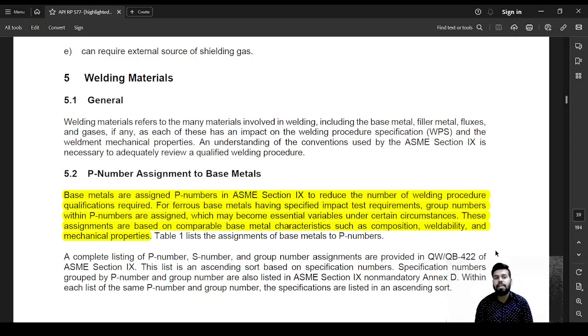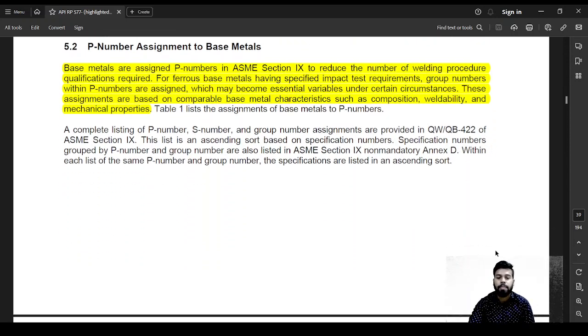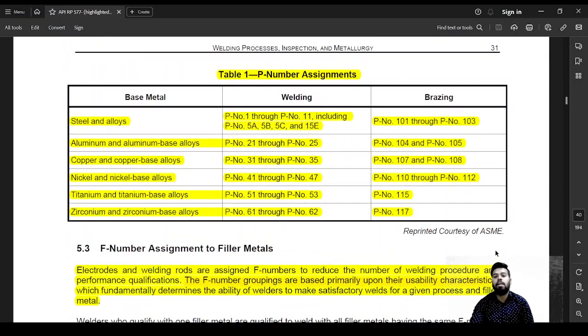So we have already said where impact testing is required, these supplementary variables will also now become essential variables. These assignments are based on the comparable base metal characteristics such as composition, weldability, and mechanical properties. So these are some descriptions of the P numbers that are given in ASME section 9. Steel and steel alloys are from P number 1 to P number 11, including P number 5A, 5B, 5C, and 15E. Aluminium and aluminium based alloys are going to be P number 21 to 25.